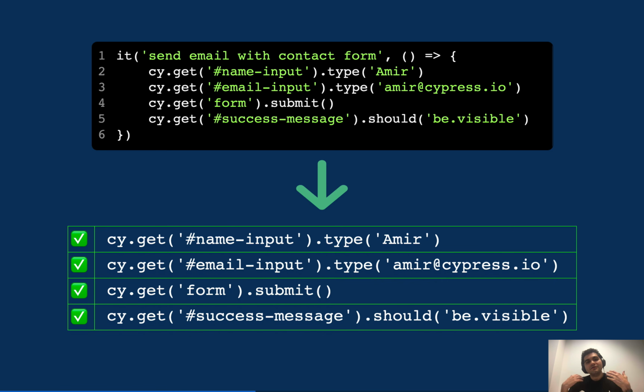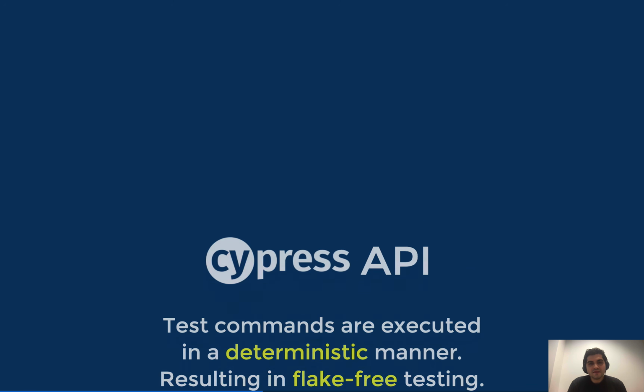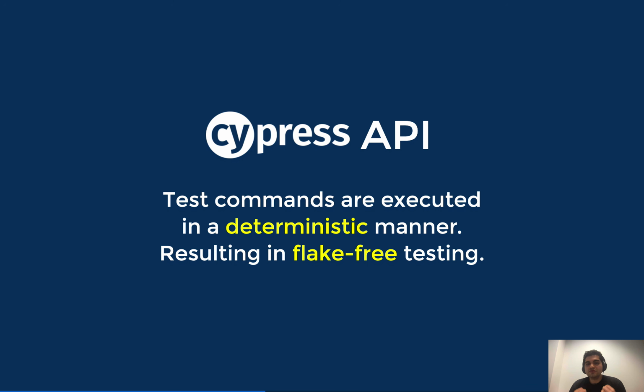When you're writing Cypress tests, Cypress is not going to imperatively execute the commands that you are telling it. What it's going to do is, to put it simplistically, make a to-do list of everything you asked of it. And it's going to run everything you've asked of it in the exact order you've asked of it. So things are going to run in a deterministic manner. And this is very important because determinism is crucial to accomplishing flake-freeness in your tests.